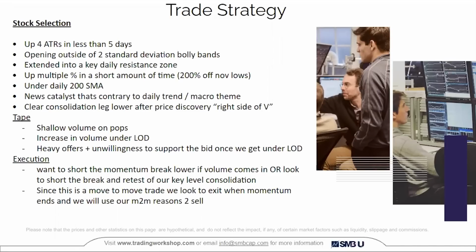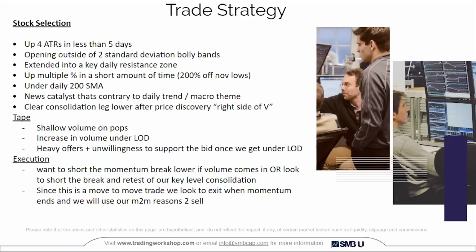So ATRs are average true range? Yes. Average true range means how much a stock is going to move during the trading day. So up four ATRs in less than 5 days, opening outside its second standard deviation Bollinger Bands. And I use the 20 simple moving average for that. It's extended into a key daily resistance zone.